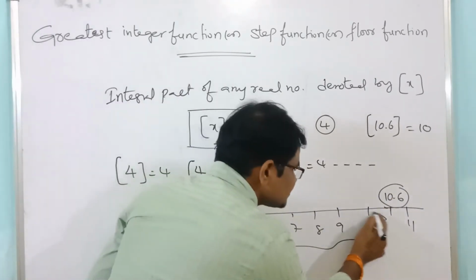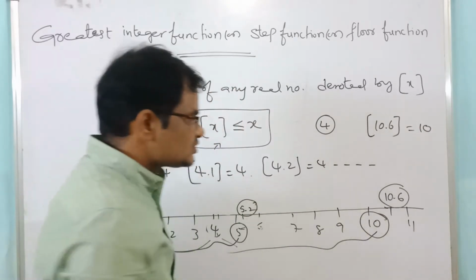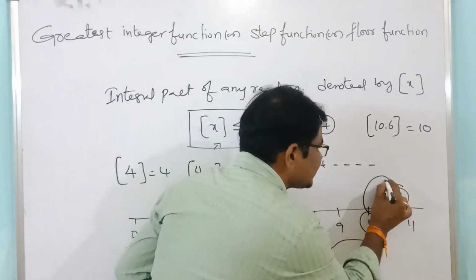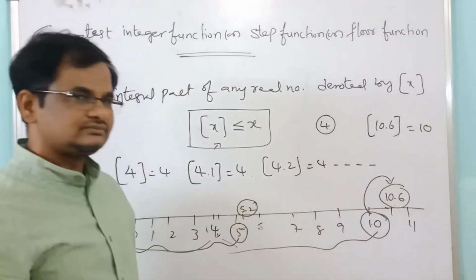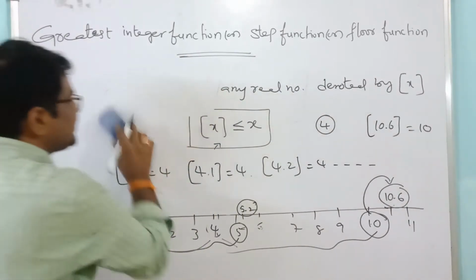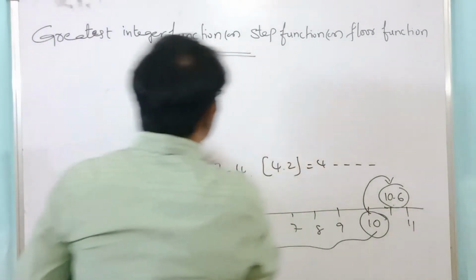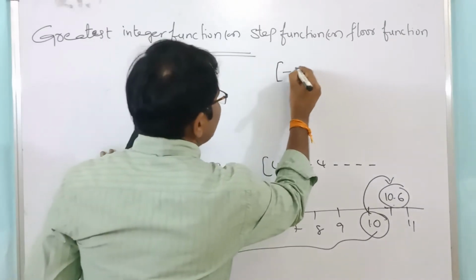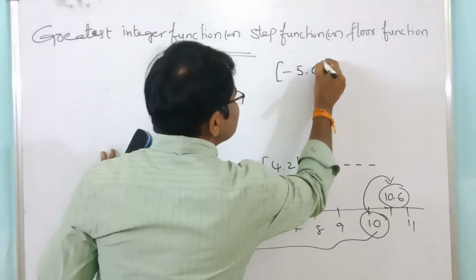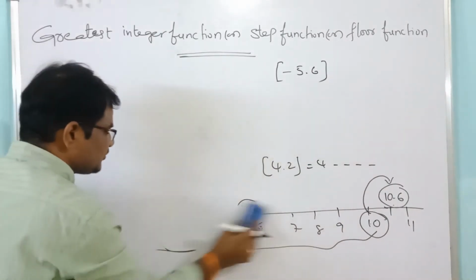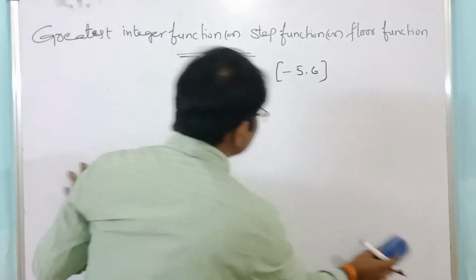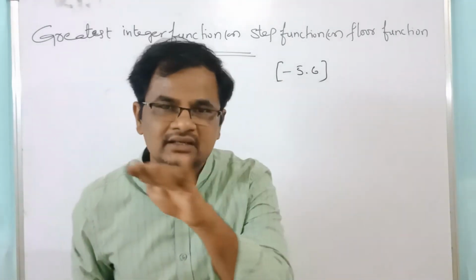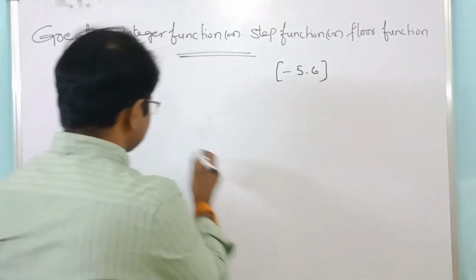Among all the integers, which one is the greatest one? 10. So that's why the greatest integer of 10.6 is what? 10. Suppose you take a negative value, minus 5.6. This real number you also take on the real number line.